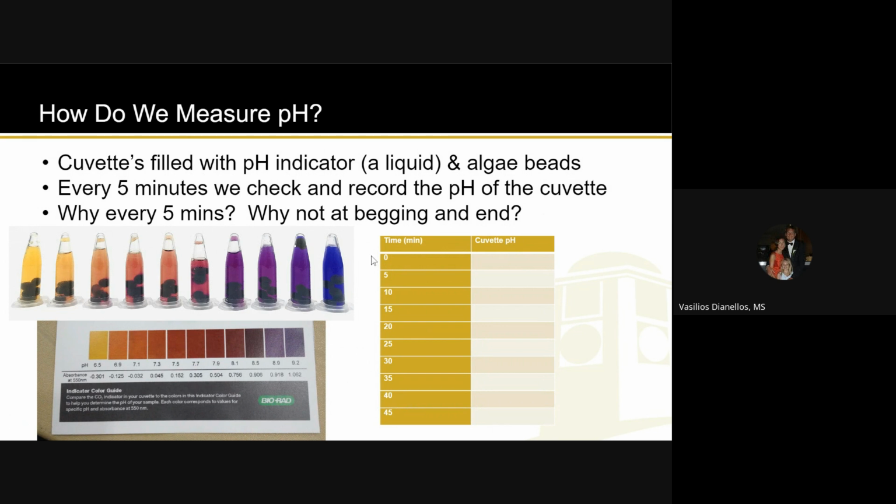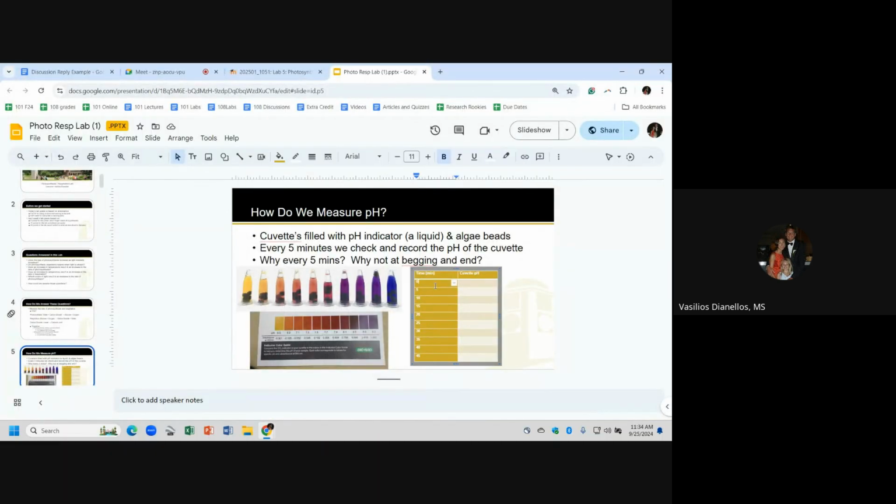But let me ask, well, no one's here, it's kind of rhetorical, I'm talking to myself here, but I asked the question to your classmates: why do we take measurements every 5 minutes, right? Why not just take measurements at the beginning and at the end? And let me try to show you.